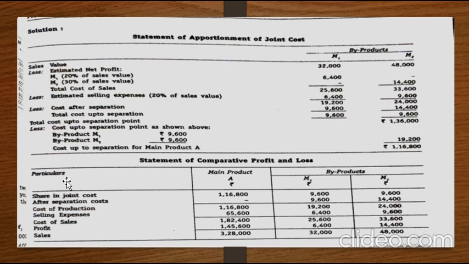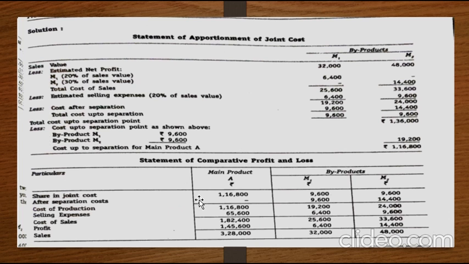So particulars, we'll go in a normal format, that is share in joint cost. After separation cost, you will add cost of production, selling expenses, you'll get total cost, then you will add your profit to find out sales. So this was your reverse method to know what is your cost before separation.